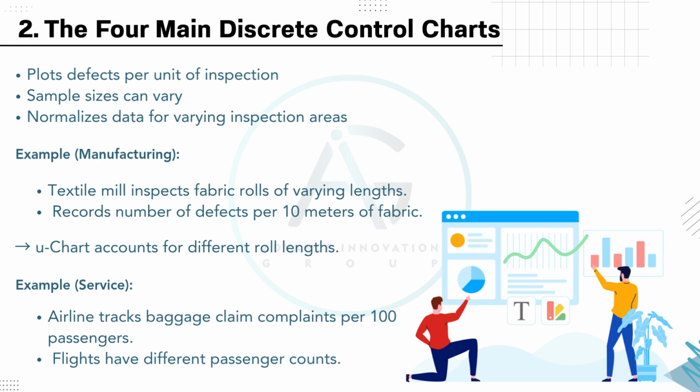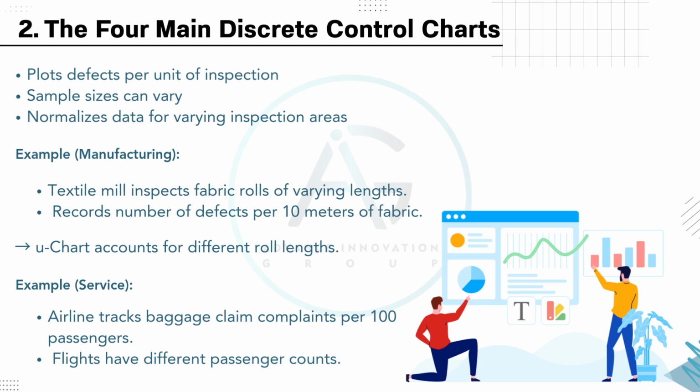Example from manufacturing. Imagine a textile mill where the fabric rolls being inspected are of different lengths. The team records the number of defects per 10 meters of fabric. Since roll lengths vary, the U chart is the correct tool to track and analyze defect trends effectively.